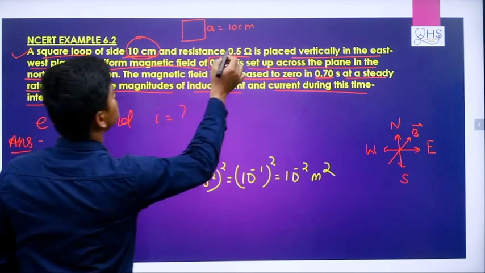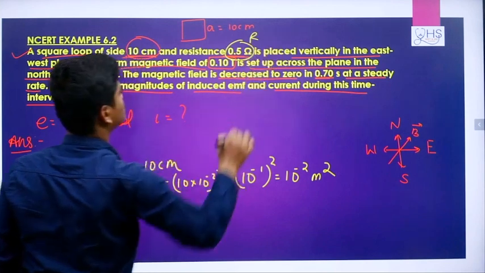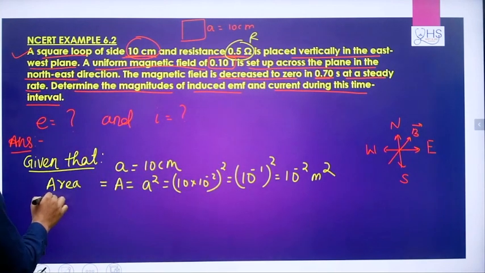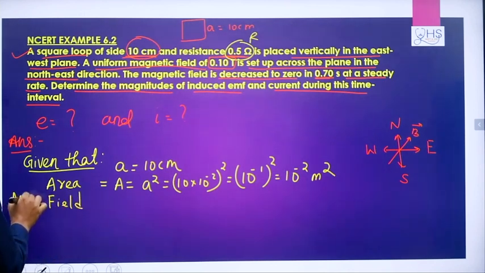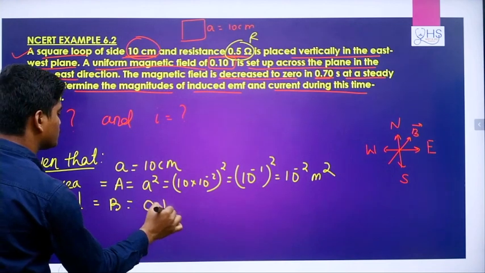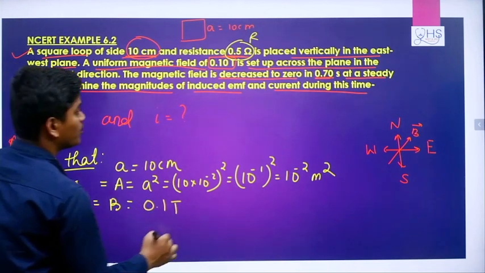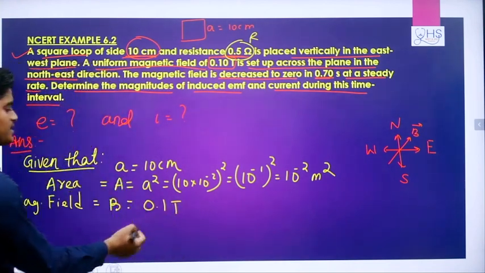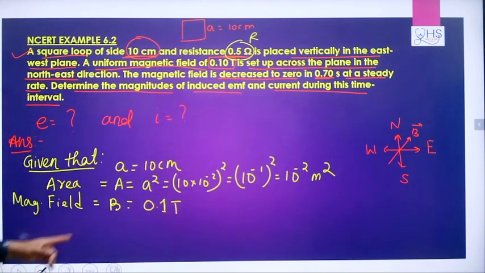And resistance is also given. This is the resistance R. And the magnetic field is also given, that is B. How much is B? 0.1 Tesla. Tesla is the SI unit, so no need to convert anything here.